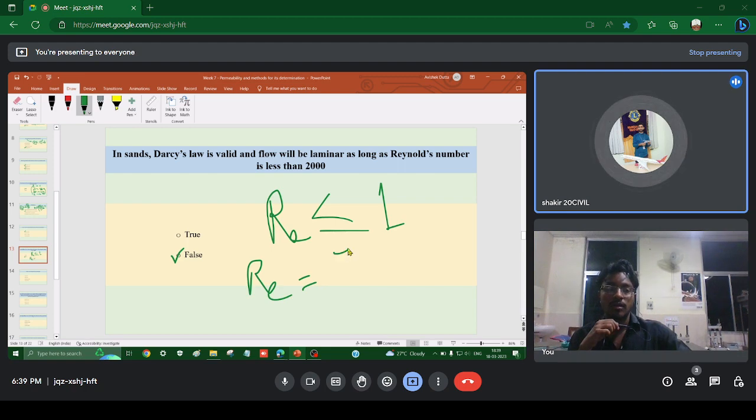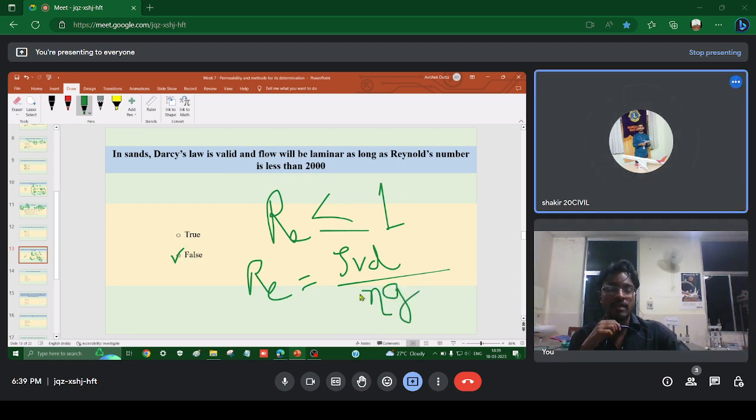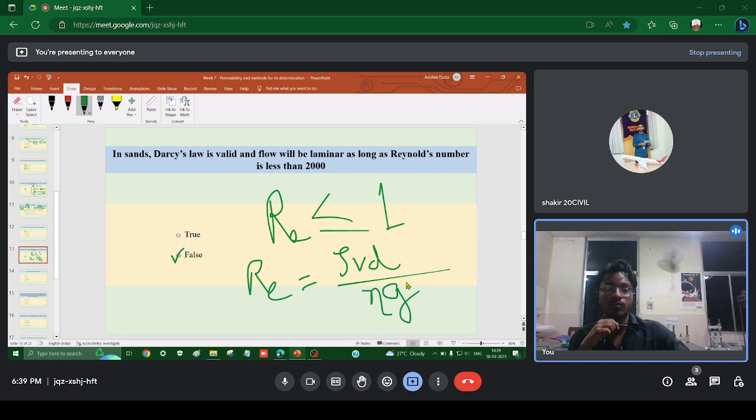Rho into v into d divided by eta, viscosity in CGS unit, that will give us the dynamic viscosity mu if we take it in fluid mechanics. Right. So rho v d by mu, or rho v d by nu. V is the velocity. Okay. Yes, sir.